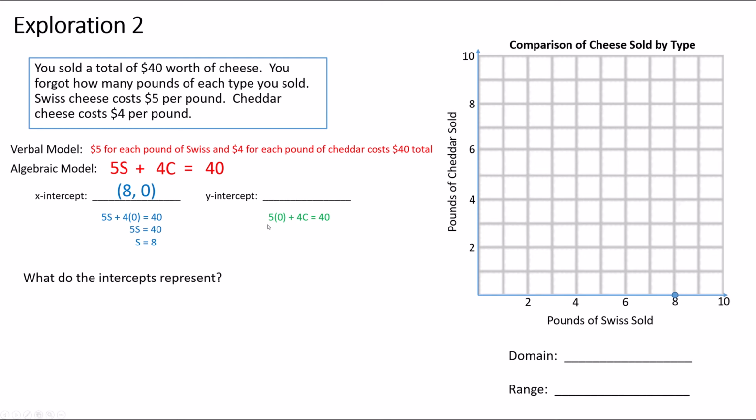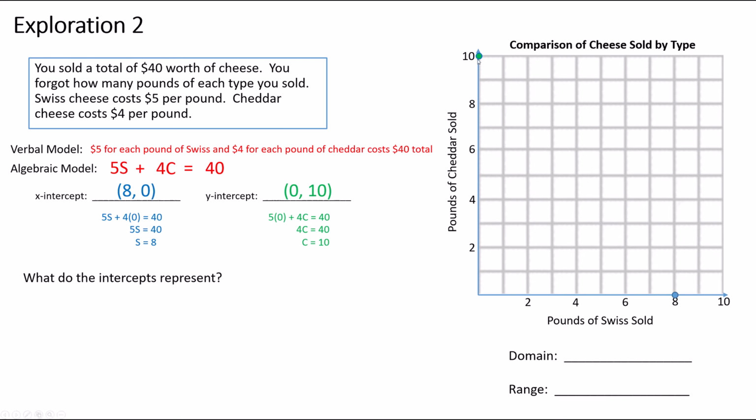Anyway, for the y-intercept, 5 times 0 is 0. That 0 plus anything stays the same. To get rid of a times 4, I divide both sides by 4, and I get c is 10. So I get the coordinate (0, 10). In other words, if I buy 0 pounds of Swiss, I can afford 10 pounds of cheddar. And I'm going to go ahead and put that dot in for you this time.